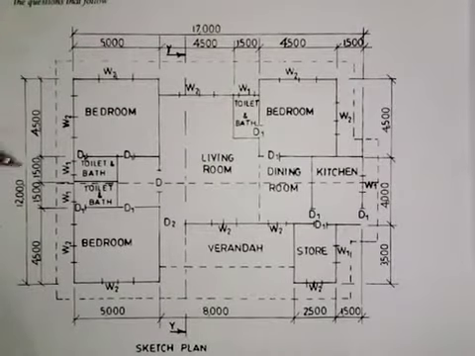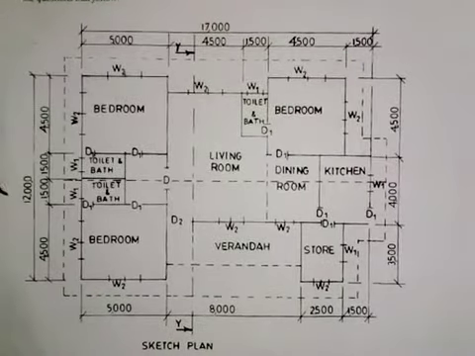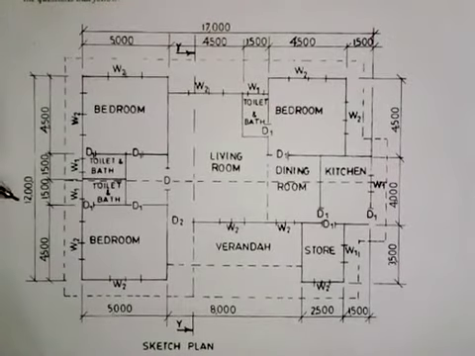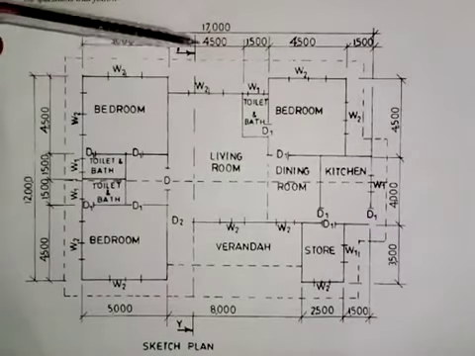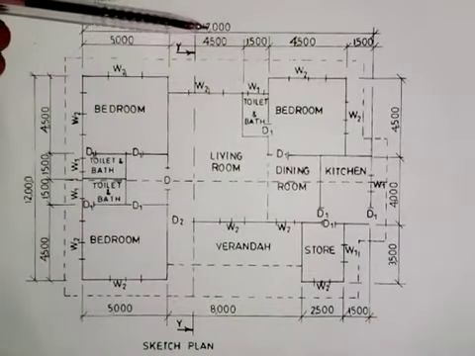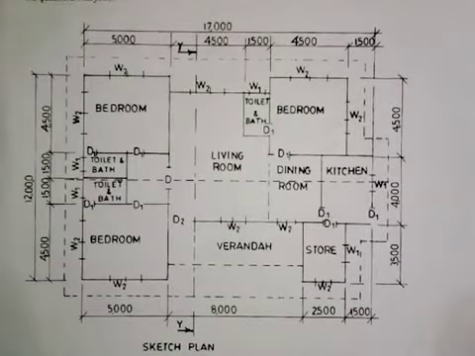If we divide 12,000 by 100, that will give us 120 millimeters. If we divide 17,000 by 100, that will give us 170 millimeters. Once you get that, draw the rectangle. The length is 170 millimeters and the width is 120 millimeters. I've done it here. This is the rectangle. I've already made the rectangle.